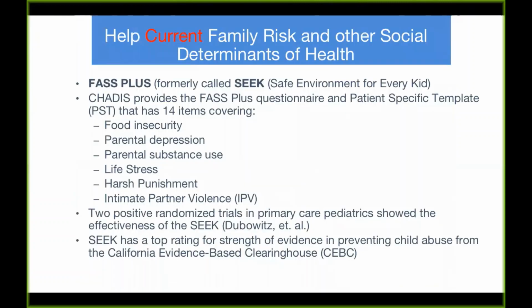Now, I told you about the safe environment for every kid and the fact that we've adapted that to something called the family assessment of safety and stress. And the reason that we adopted this tool and put it into CHADIS is because there were 2 positive randomized trials in primary care pediatrics in Maryland by Dr. Dubowitz and his colleagues that showed a reduction in child maltreatment as a result of screening with this tool and referring to a social worker who was affiliated with the practice.